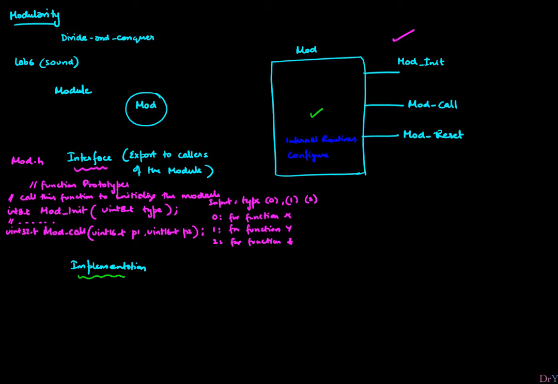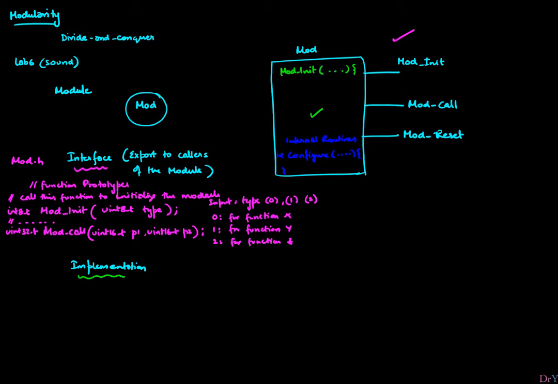So this might take a bunch of arguments, and maybe it returns some value also. Maybe it returns an int, let's say. I'm just using int for now because I want to conserve the space there, and maybe it does something. But it's perfectly possible that inside your implementation of one of these mod units, for example, this is your implementation of the mod init. This is the code for mod init.